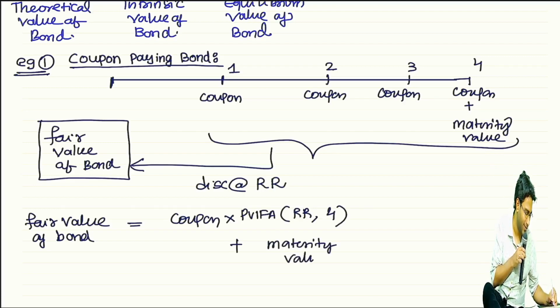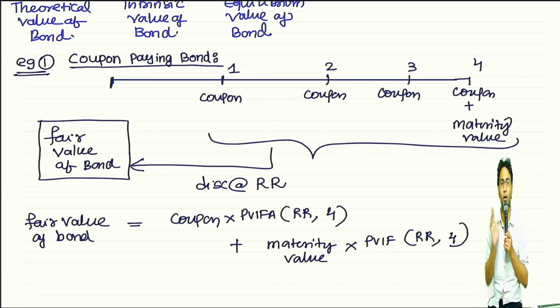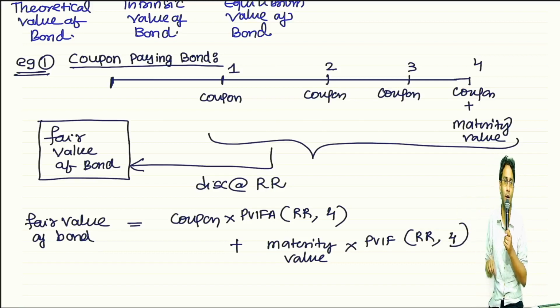Maturity value into PVIF at RR, 4th year. You already know how to work out PVIFA and PVIF, correct? The coupon amount, the coupon rate, the question will give you. Dump everything into that, and one answer will come. That is the fair value of the bond. This is the first example, sir.